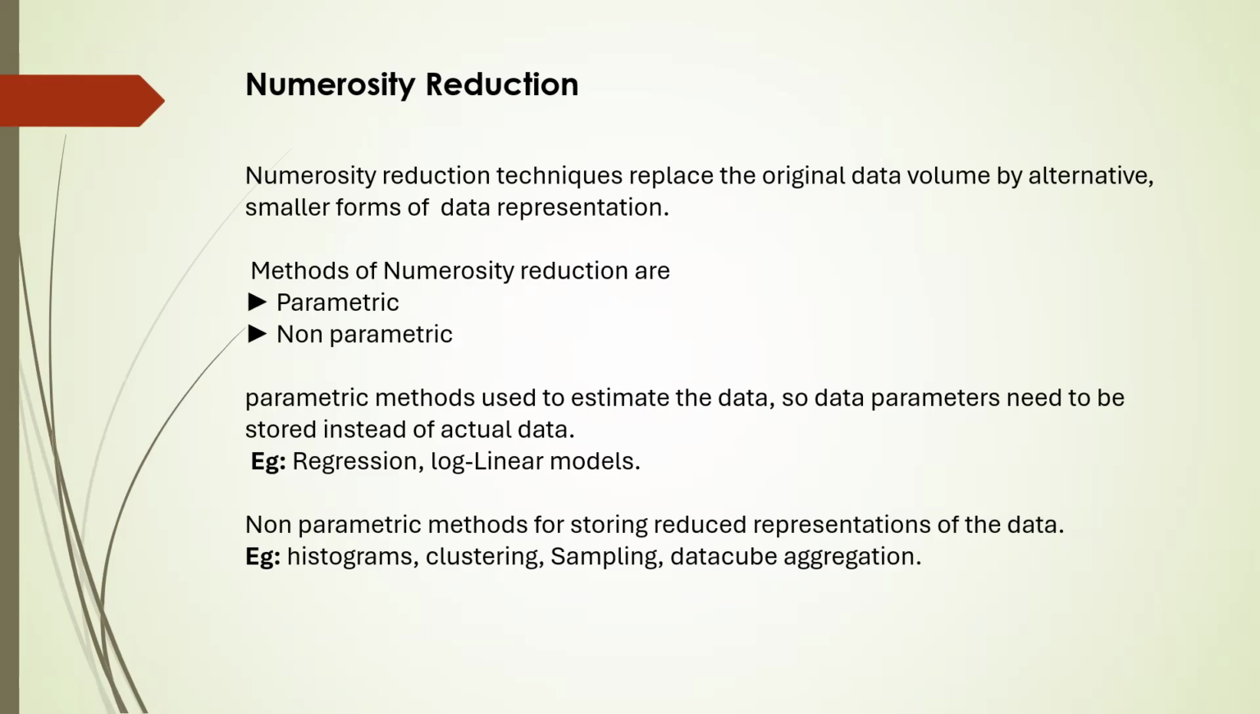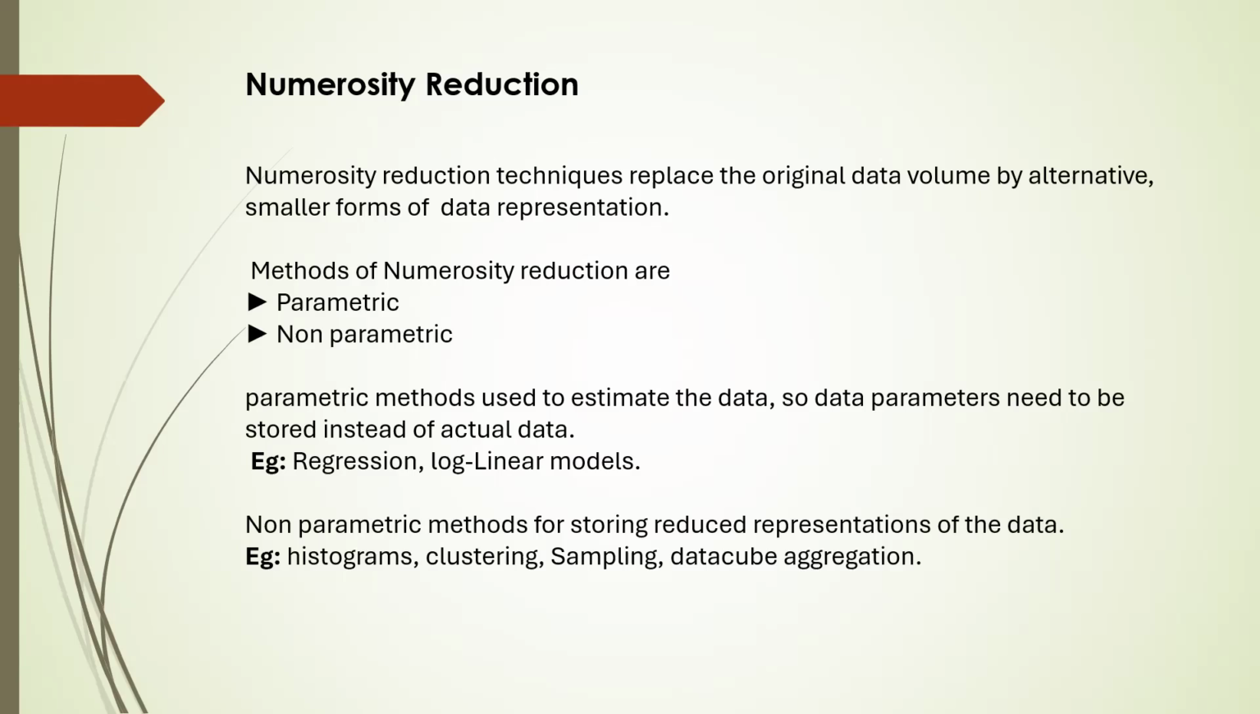There are two methods of numerosity reduction: parametric and non-parametric. Parametric methods are used to estimate the data, so data parameters need to be stored instead of the actual data. Instead of the actual data, the data parameters are stored in that place. Examples of parametric methods are regression, where linear and multiple regression are there, and log-linear models. And the other method is non-parametric methods for storing reduced representations of the data.